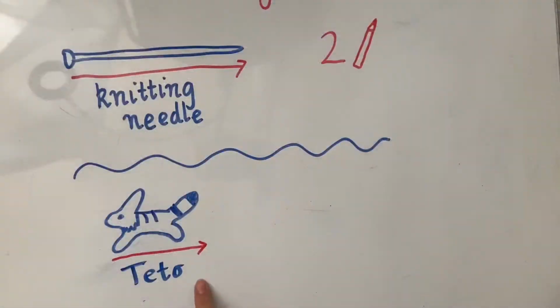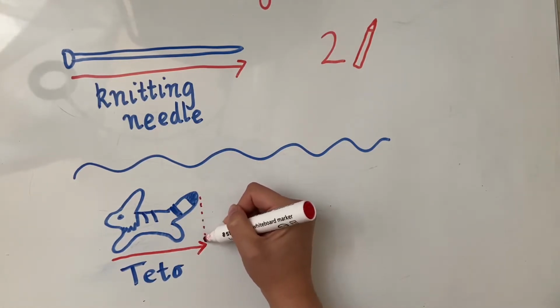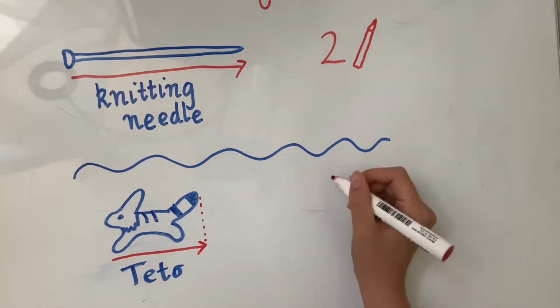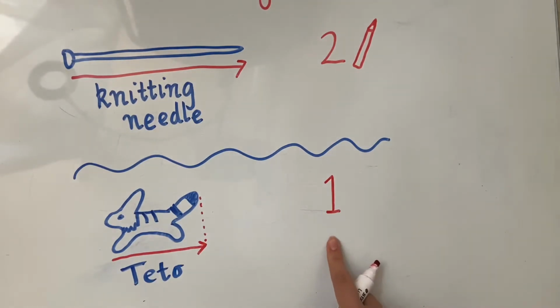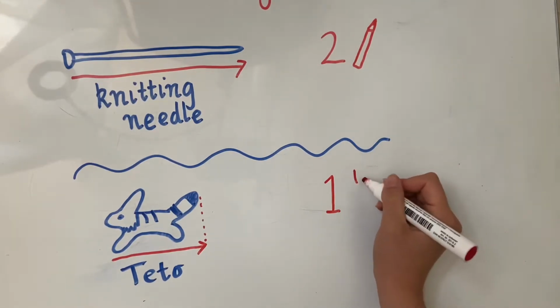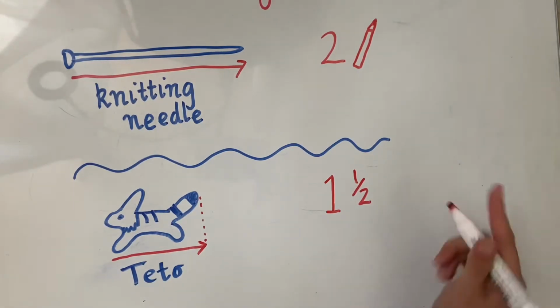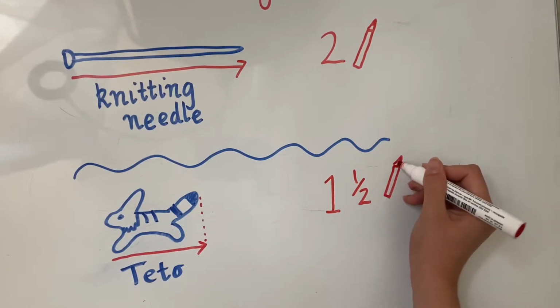Here's my drawing of Teto. I've got my arrow showing that I measured from here all the way to his tail, and I could even do a little dotted line to show that that line matches up with his tail. Teto was 1.5 pencils long. So there's my 1, and now I want to write a half. This is a way that you can write a half. 1.5 pencils long.